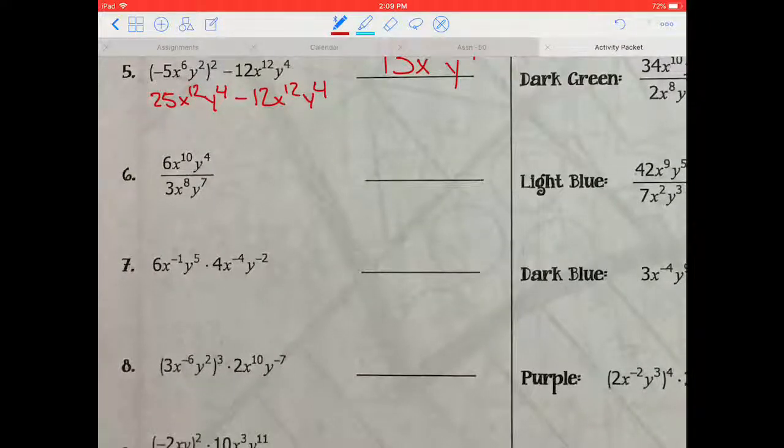Almost done. 6 divided by 3 is 2. 10 minus 8 is 2. 7 minus 4 is 3, and it actually has to be in the bottom, so this one should be a fraction. Number 7. Actually, let me rewrite that. 2x squared, 3y.